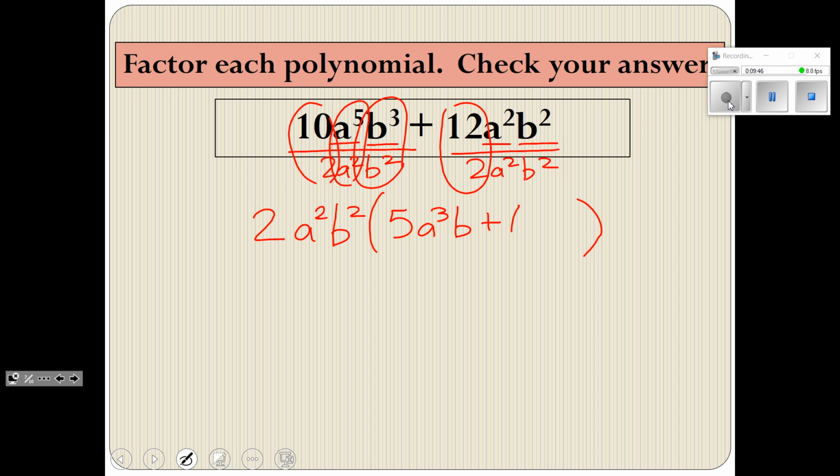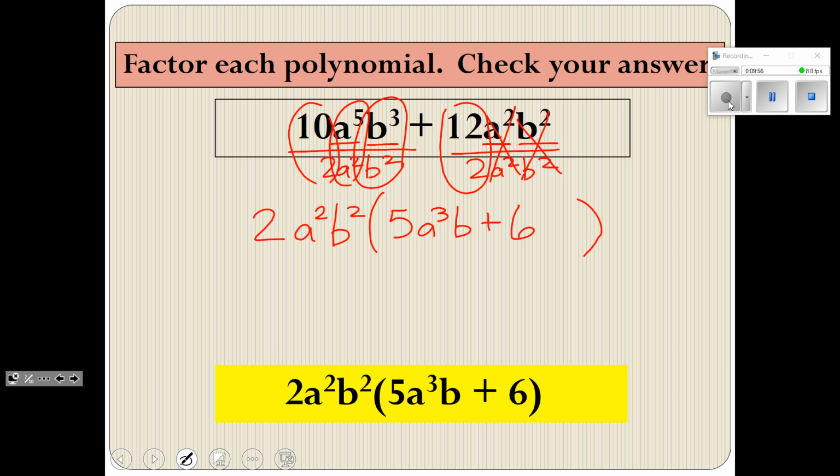12 divided by 2 is 6. A squared divided by a squared becomes 1. B squared divided by b squared becomes 1. They cancel out, so you're left with this.